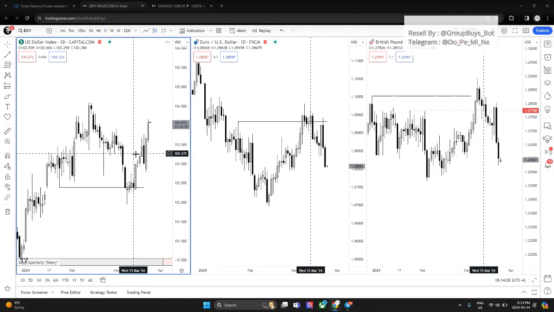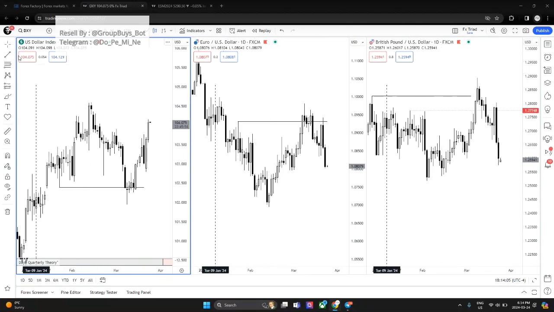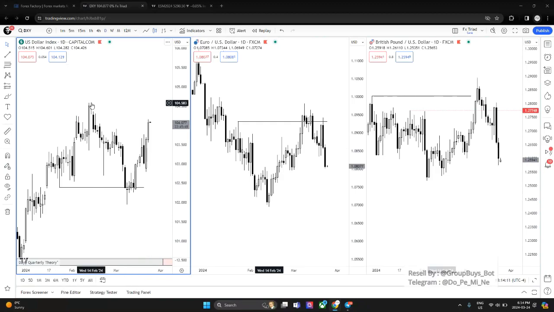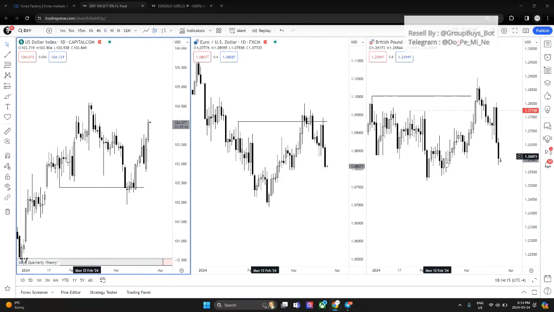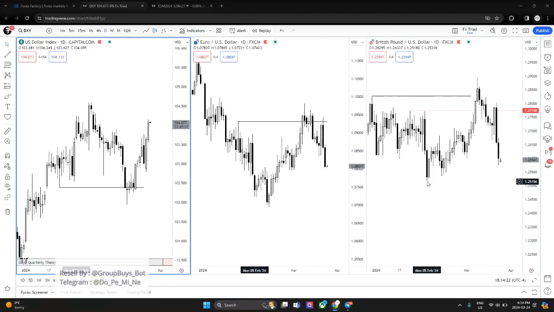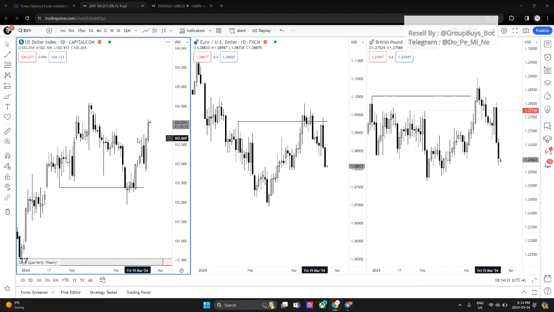Currently for the dollar, drawn liquidity still remains the same for us. It would be this high. This high right here would be the drawn liquidity for us. And for the pound, we could see these lows being taken out, right? Currently, nothing to actually act upon.